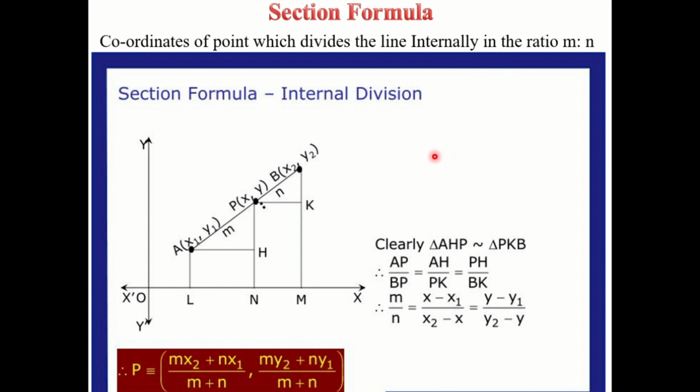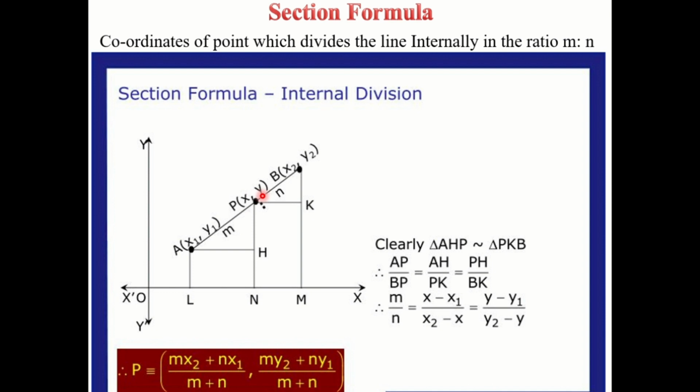In your syllabus, only the formulas are there, no proof, but to understand the formula clearly, I have given the figure and a short explanation of that formula. See, this is the line AB, and this point P divides the line in the ratio m to n. Point A coordinates are x1, y1, point B coordinates are x2, y2. We assume there is one point P whose coordinates are x and y.